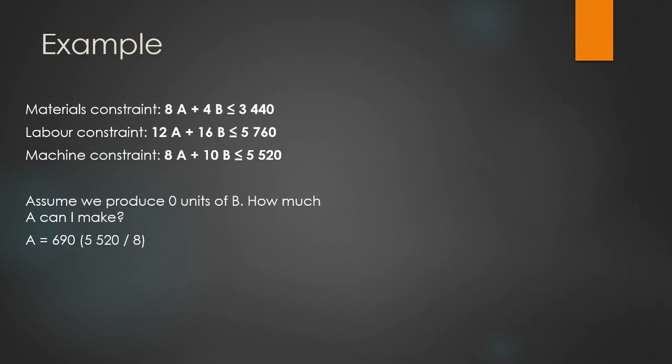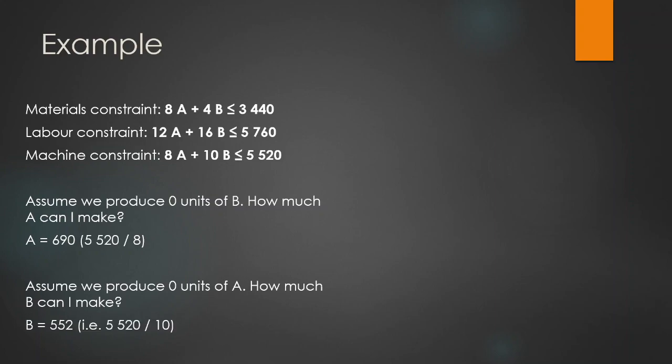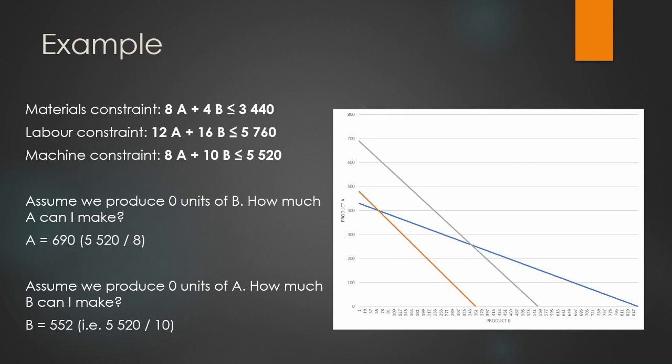Next, we assume that we produce 0 units of A and ask how many units of B can I produce? Following the same logic, we can produce 552 units of B, being 5,520 divided by 10. Now we have 2 points in our graph and we can plot this on our set of axes. When we produce 690 units of A, we have 0 units of B. When we have 0 units of A, we have 552 units of B.